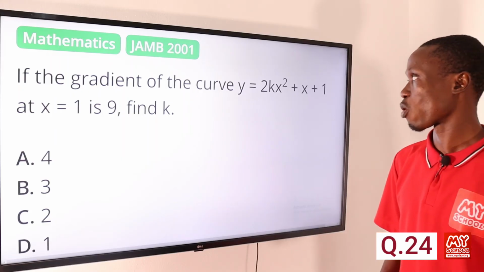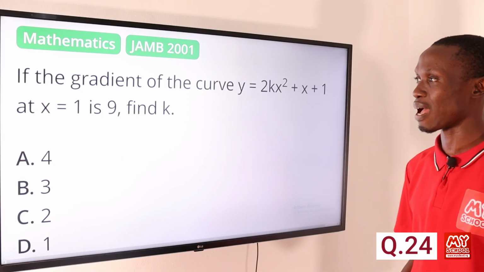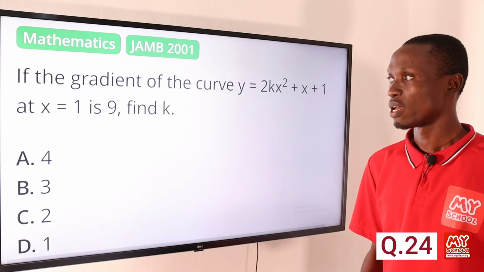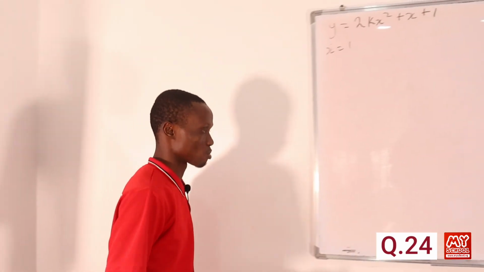If the gradient of the curve y equals 2kx squared plus x plus 1 at x equals 1 is 9, find k. So let's move to the board to provide the answer to this question.